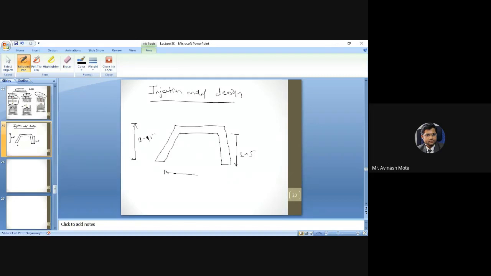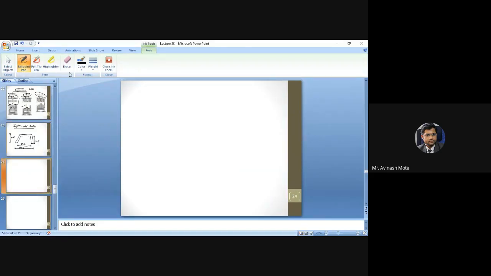This internal diameter is around 3.3, and in this vertical dimension only, you will get the thickness of the component. Getting it? Okay, so that's how the simple component is, and for such kind of component you will have to design the mold. So the basic procedure is there, whatever the component may be. Just for your understanding, I have shown you one component.